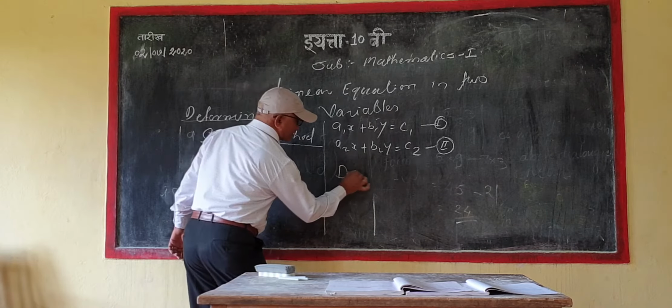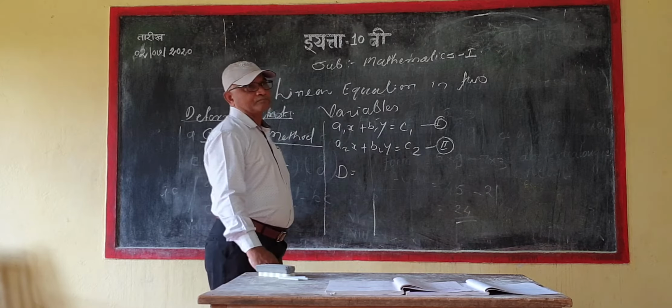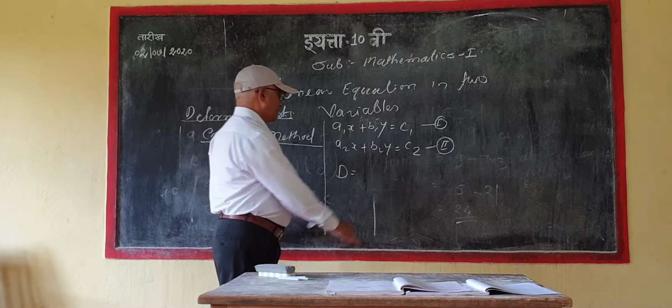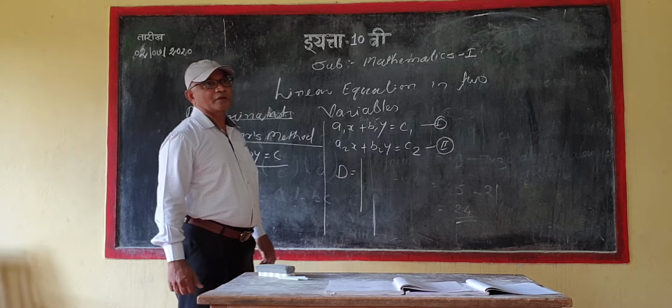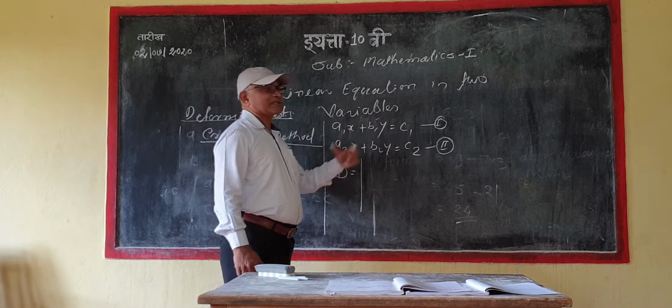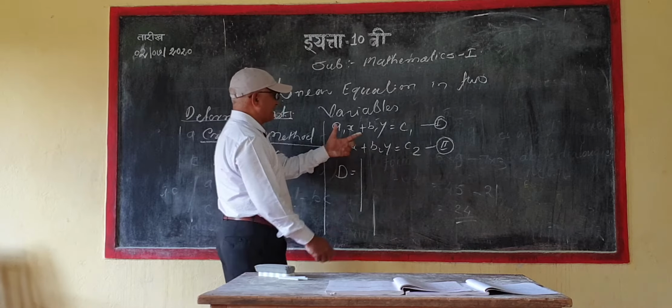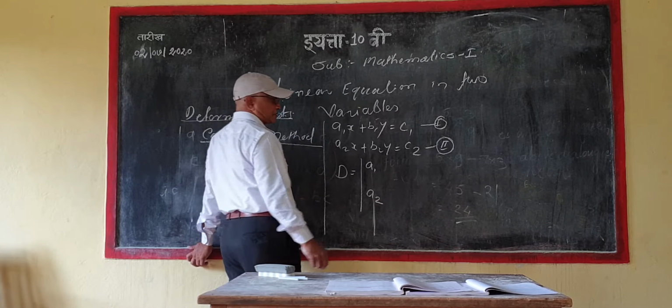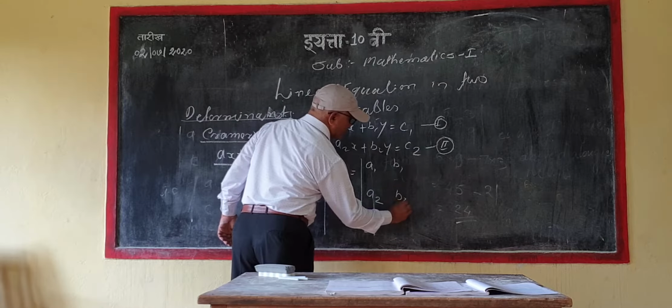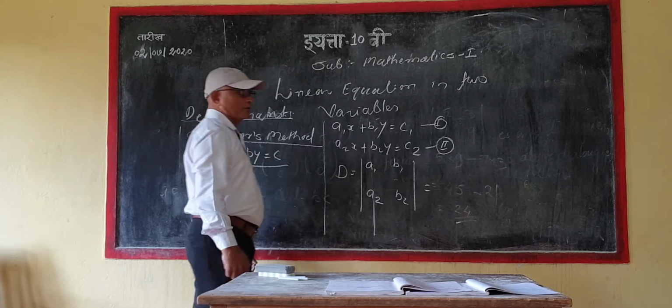So we have to first find out D. What is meant by D? D is the determinant of the coefficients of variables x and y, that is a and b: a1, a2, the coefficients of x; b1, b2, the coefficients of y.